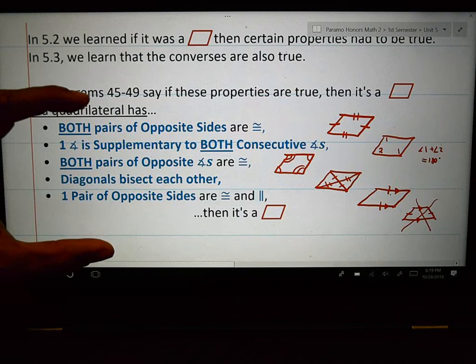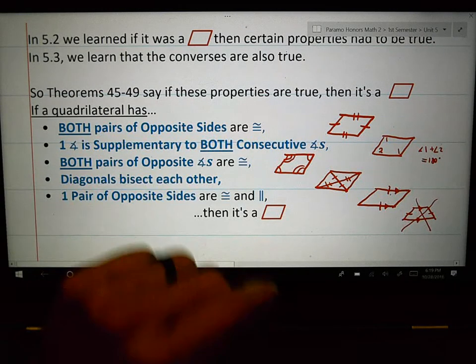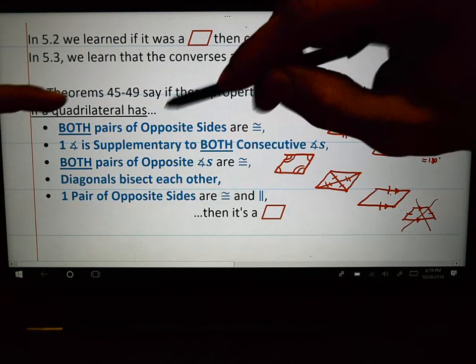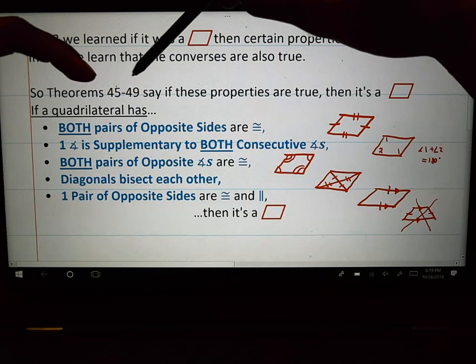So these are your 5 conditions. If I know these 5 conditions, then I can prove that it is a parallelogram. They don't have any names, these theorems. The theorems are numbers 45 through 49.